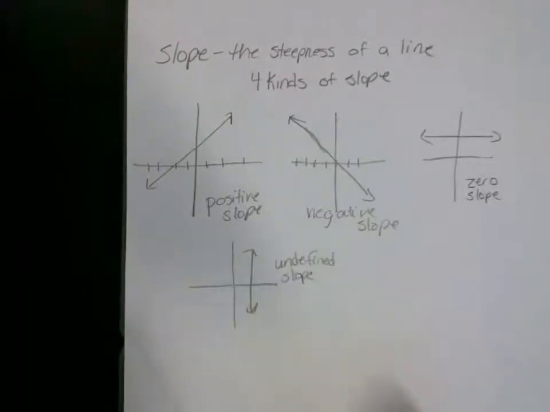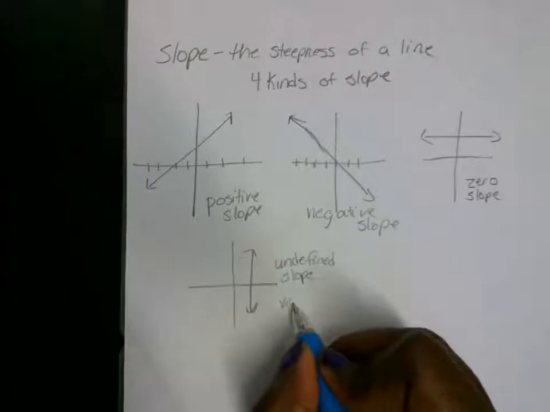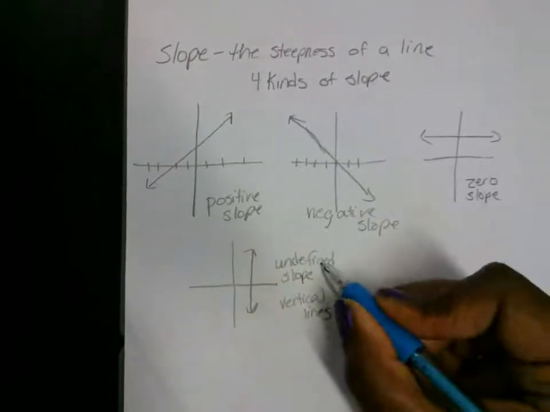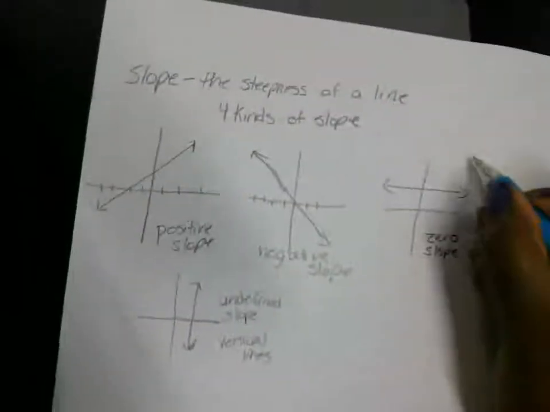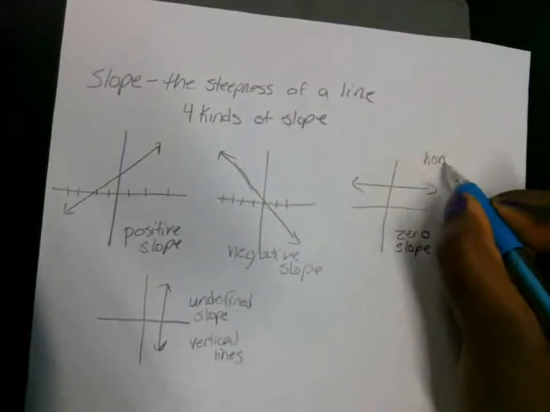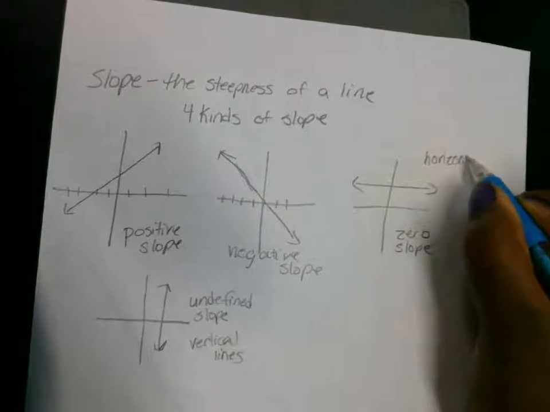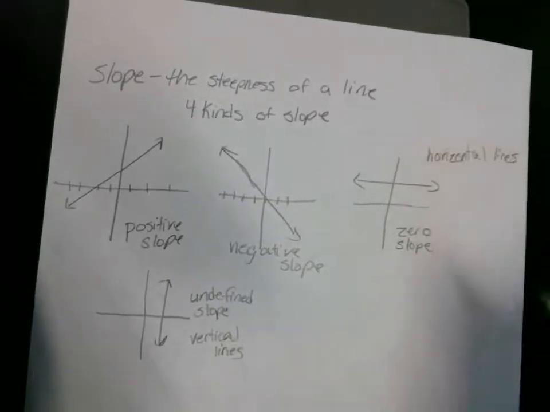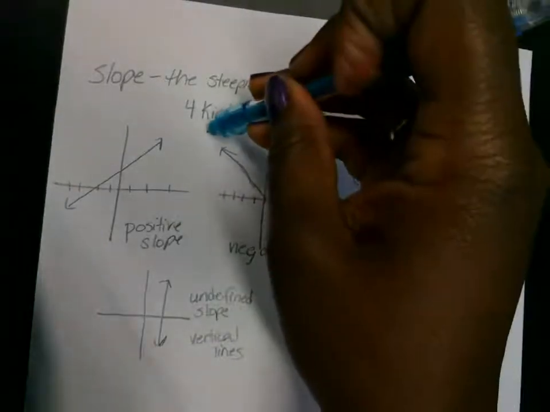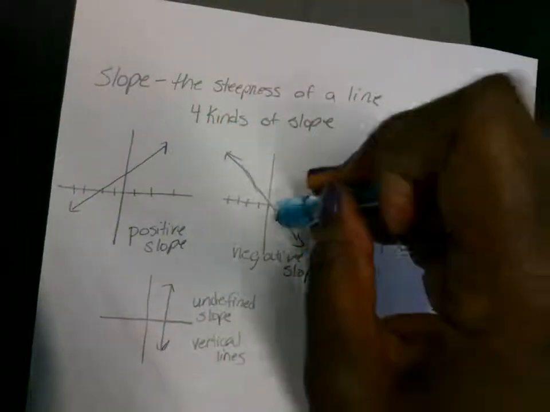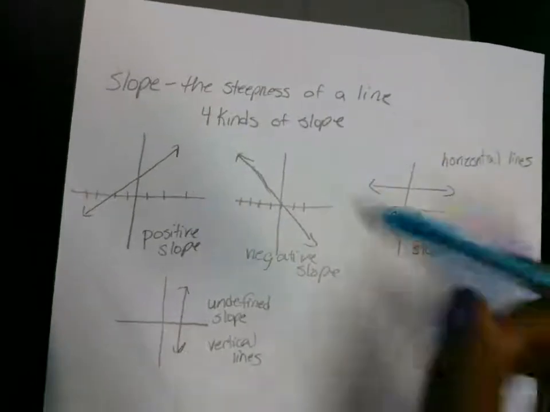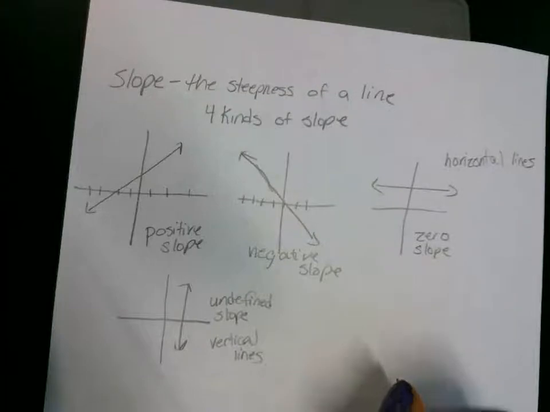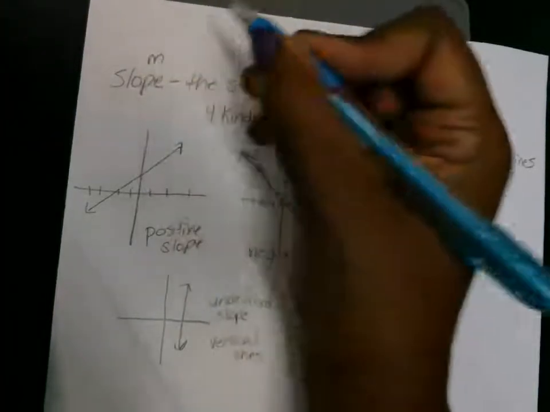So, of course, vertical lines have undefined slope. Horizontal lines have zero slope. Lines that go from left to right down have a negative slope, and lines that go up from left to right have a positive slope. The letter that we use for slope is M.